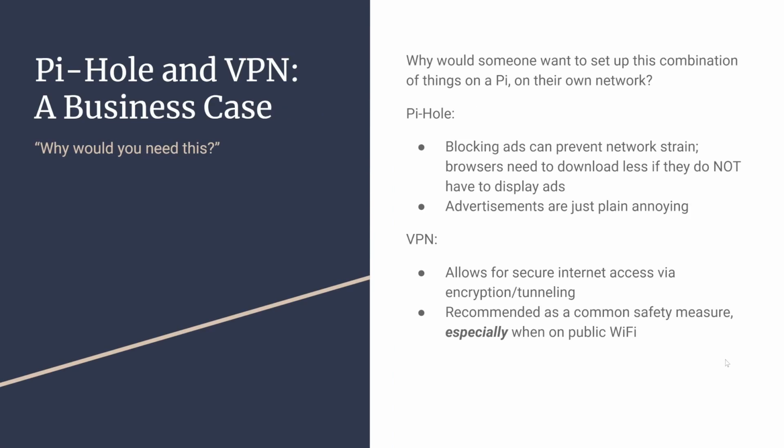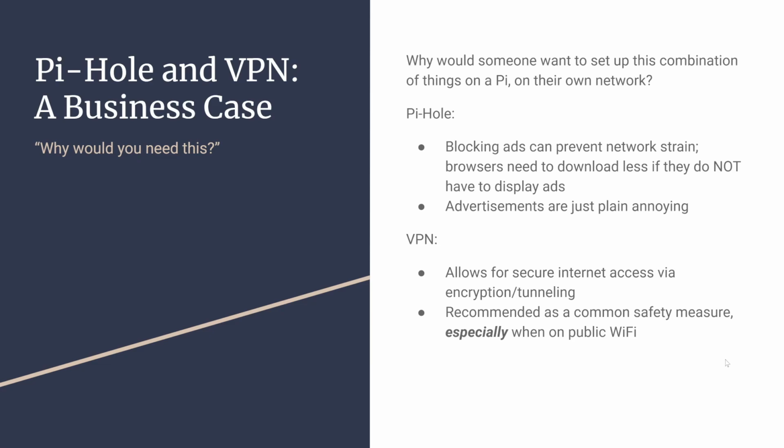All right, so Pi-hole and VPN, a business case. Essentially asking the question, why would you need to do this? Why would you want this? For wanting a Pi-hole on the network, blocking ads can prevent network strain, actually, because you are not downloading as much content on the browser due to not needing to download the advertisement content. And on top of that, in a more blunt and honest approach, advertisements are just plain annoying. There's a reason AdBlock Plus has millions and millions of downloads on Google Chrome, and that's because ads have been getting more and more scummy these days.